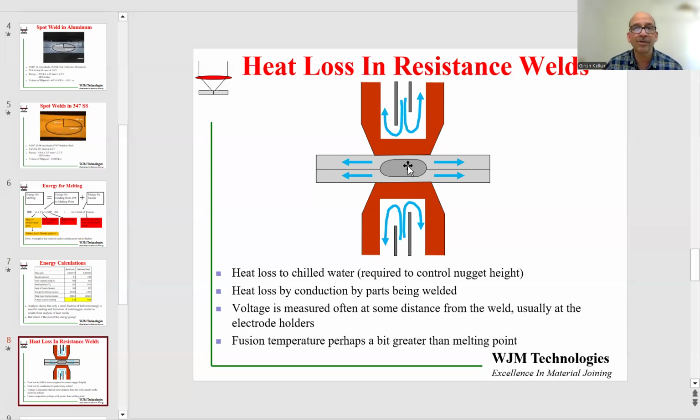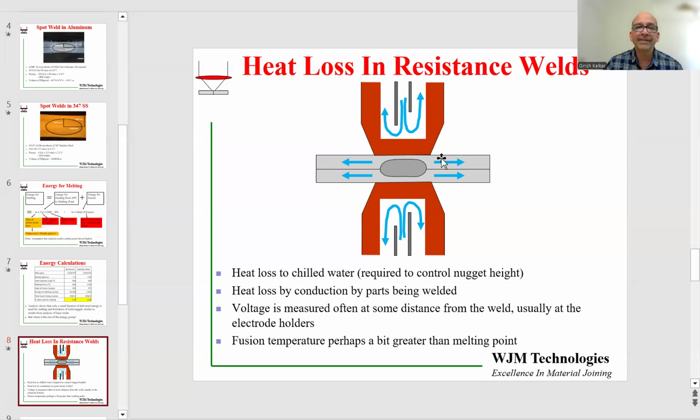At the same time, we also need to take some heat away, in fact, a lot of heat away by chilled water because we want to make sure that the nugget grows but does not grow too much. We don't want the nugget to actually extend all the way to the surface because then it won't meet spec and it will actually start sticking to the electrodes. So we want to grow a nugget, but we don't want to grow a nugget too big. So that requires a lot of cooling. So we are taking a lot of the heat out of the weld.